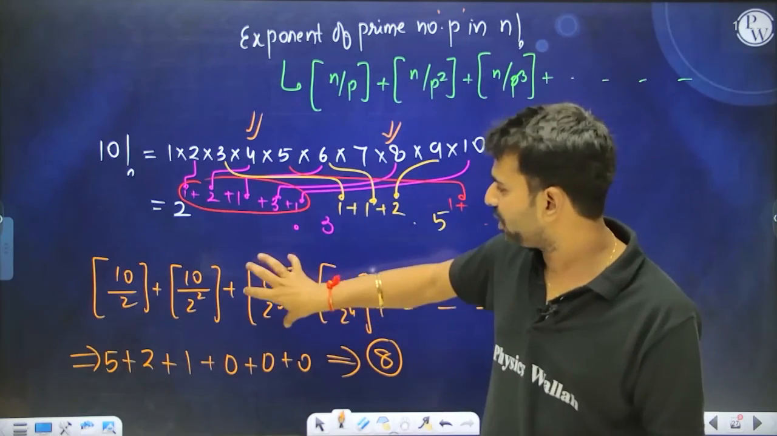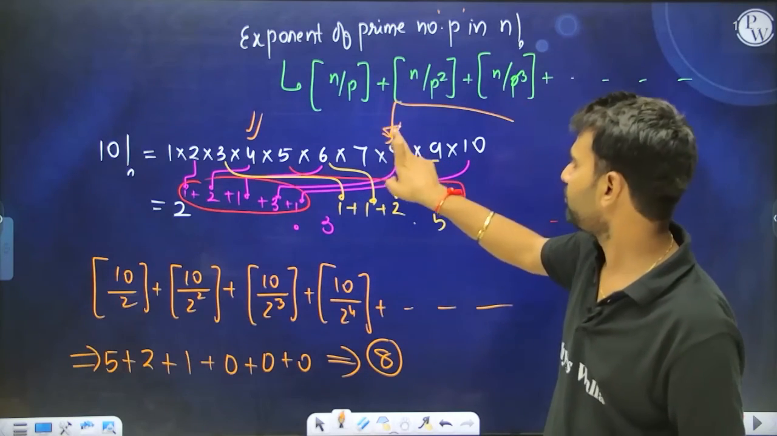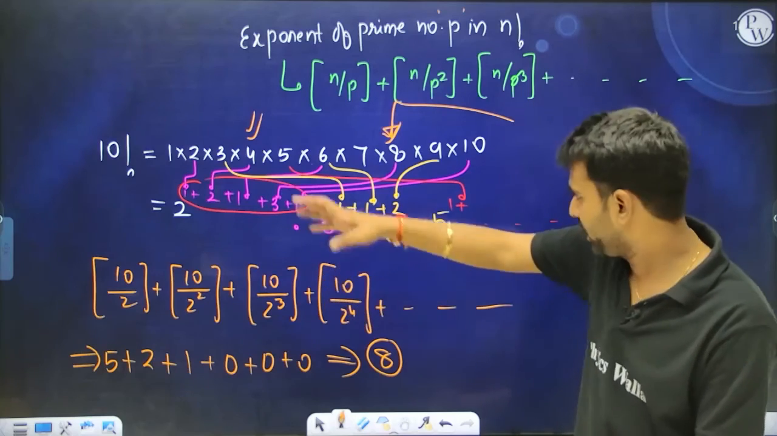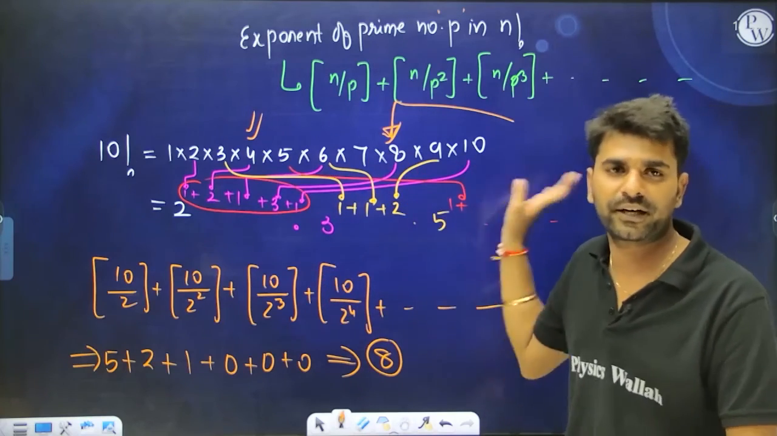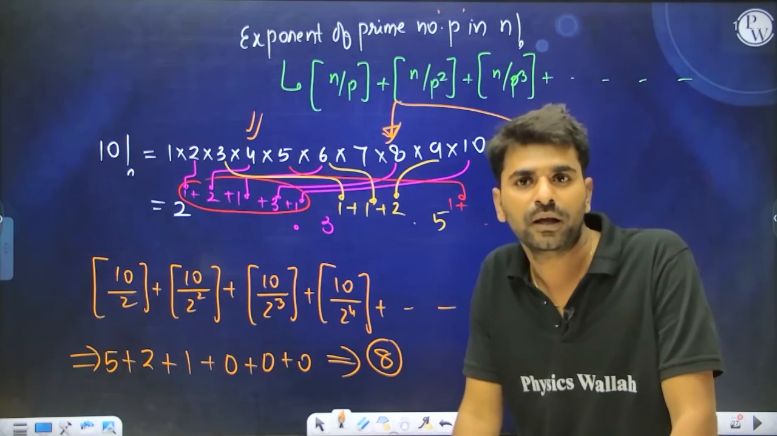These are the number of numbers in which 2 is coming thrice. There is only one such number. These are the number of numbers in which 2 is coming 4 times. There is no such number in which 2 is coming 4 times. I hope you understood this concept.